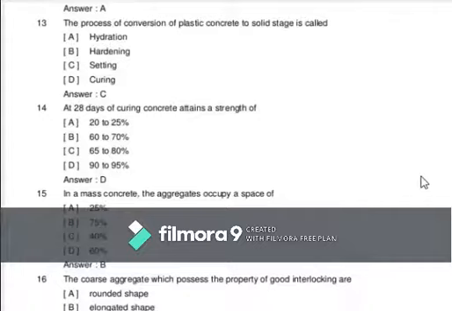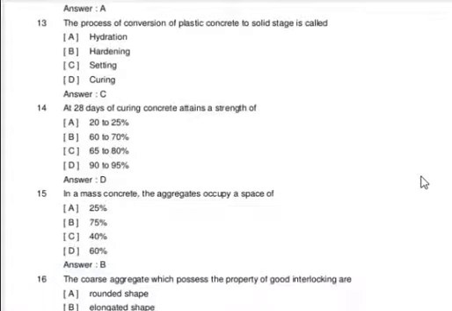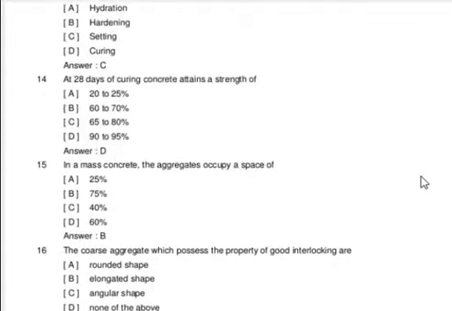Now next question. Question number 13. The process of conversion of plastic concrete to solid state is called hydration, hardening, setting, and curing. Here option C is the suitable answer, because in setting, concrete changes from plastic state to a solid state. Now next question. Question number 14.